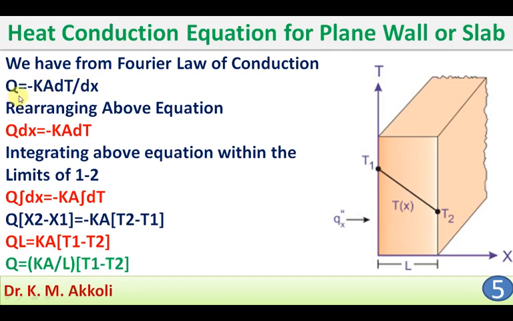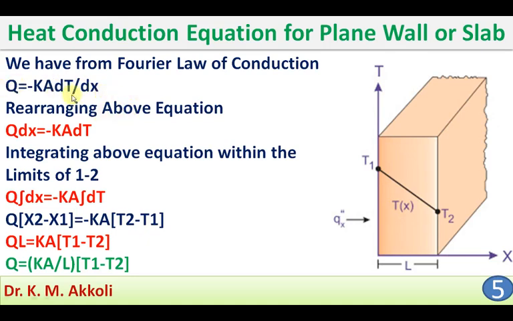The equation taken from the Fourier law of conduction statement is Q = -KA dT/dx, where Q is the rate of heat transfer, K is the thermal conductivity of the material, A is the area normal to the heat transfer, and dT/dx is the temperature gradient in that direction. That is the change in temperature with respect to distance for the particular slab or wall.